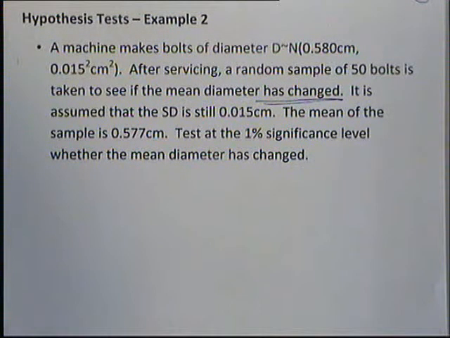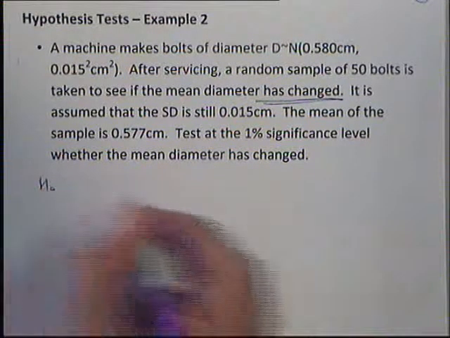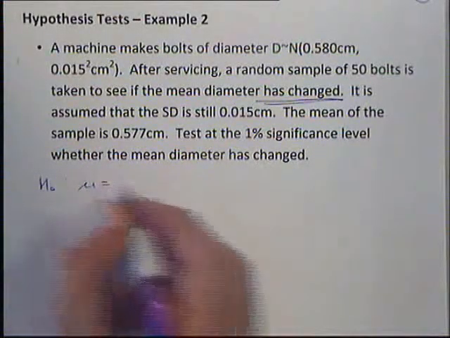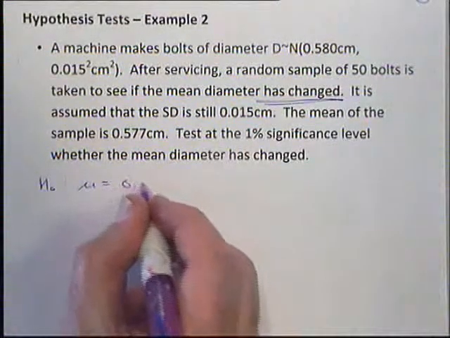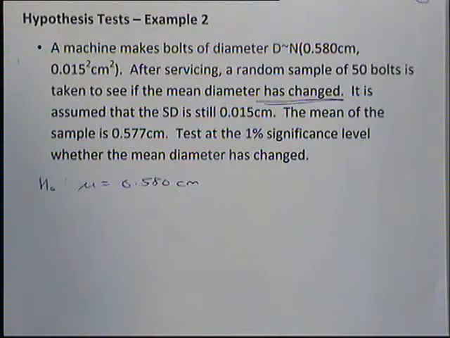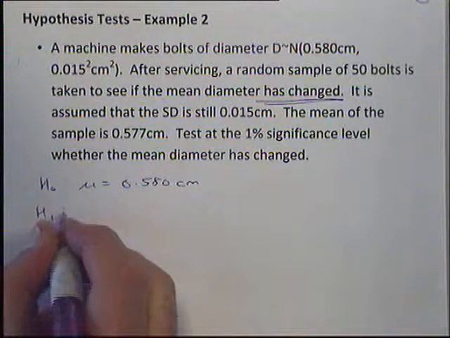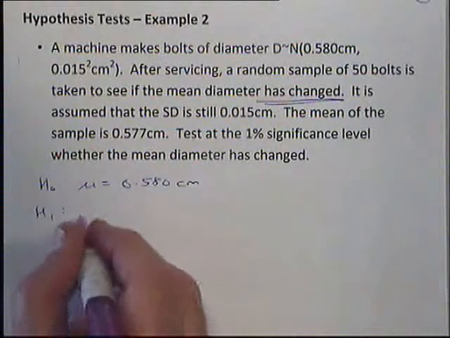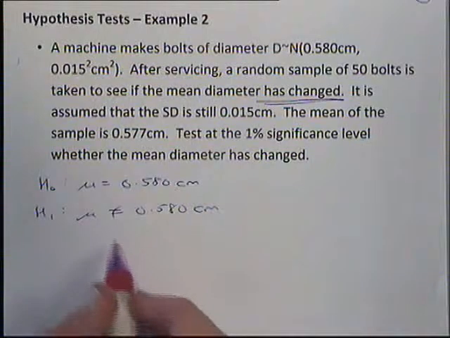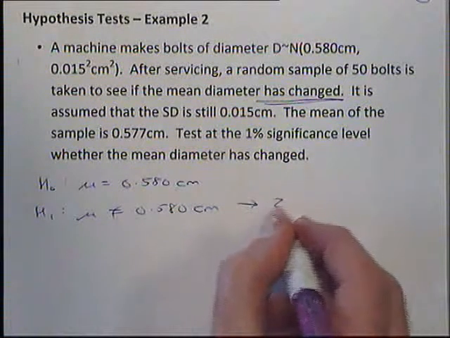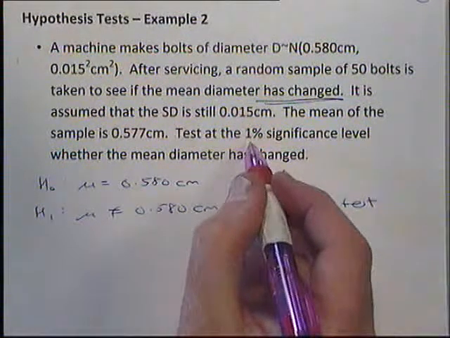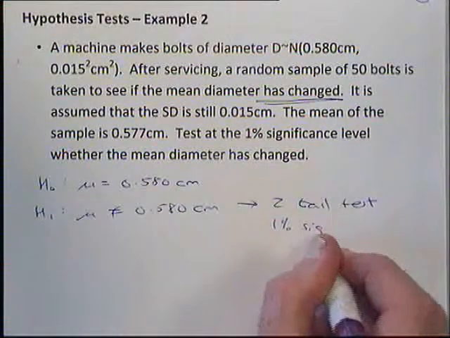So, if we go through the normal process, H0, the mean has not changed. H0 will be, the mean is 0.580 centimetres, the same as normal. The alternative hypothesis, it says it's changed. So that's saying mu is not 0.580 centimetres. So not equal to implies a two-tail test, and we'll see the implication of that in a minute. And we are dealing with this question at a 1% significance level.